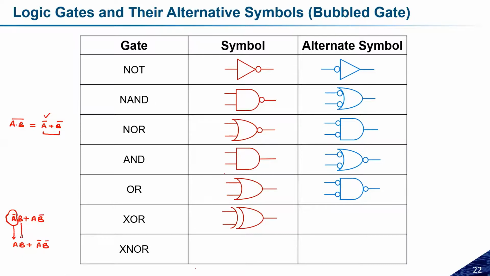B already I have, and A is whatever the input I have, I need to complement it. Because we have already placed a bubble on A, that will become the A complement, and B complement is already present here. So B should be the same as it is, and to make XOR into XNOR with the help of a bubble, I need to complement any one of the inputs. Either I can complement A or B.